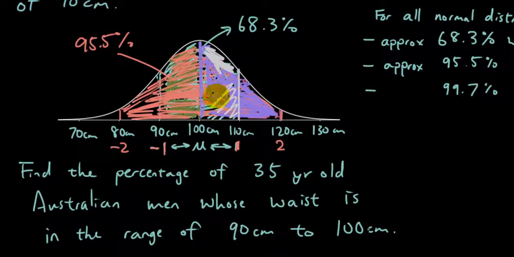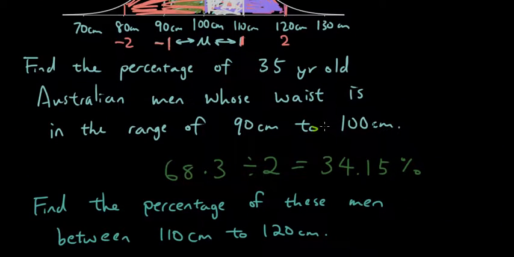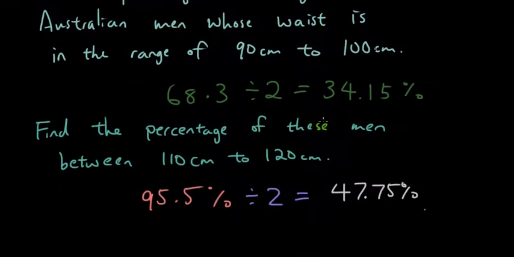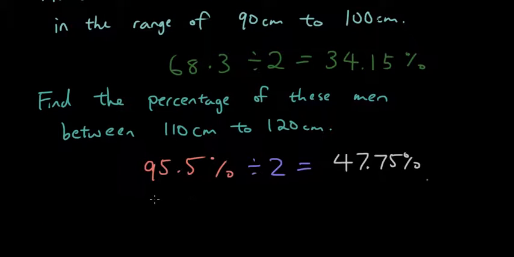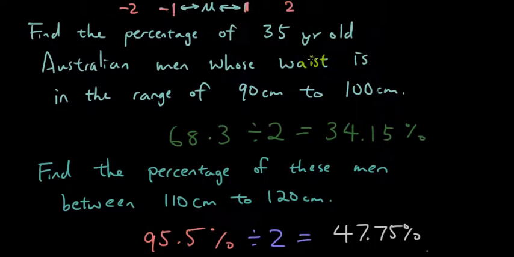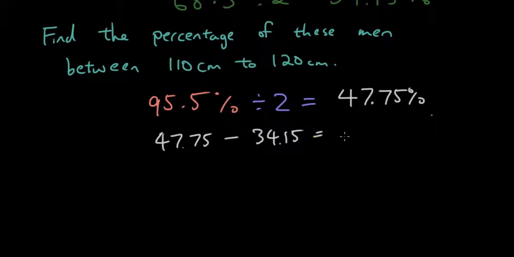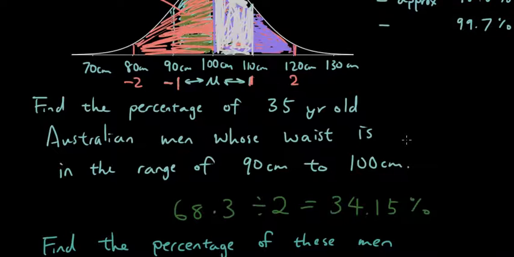Okay, now remember when I told you guys that this white area between the mean and 1 standard deviation, that part here was 34.15%. So this part is 34.15. So if we take the white part away from the purple part, then we will have this bit remaining, which is the answer that we want. So we're just going to go 47.75, take 34.15, and that's going to give us the answer. So what's the answer here? 13.6%.